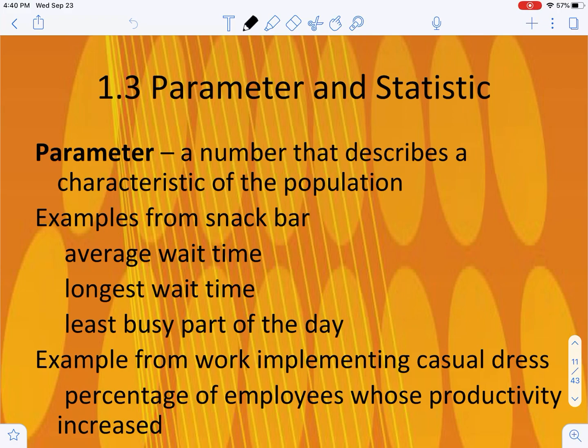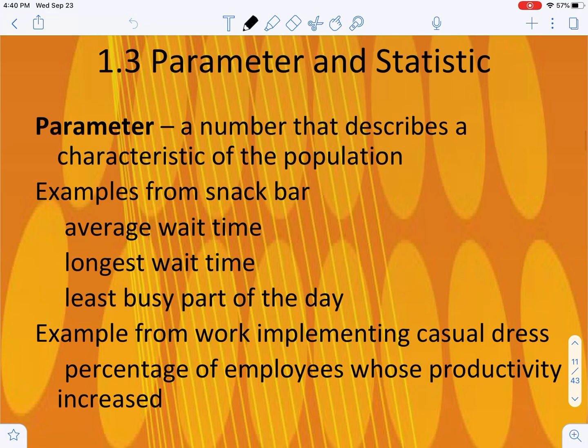Like we were talking about yesterday with the snack bar, we could talk about the average wait time, the longest wait time, the least busy part of the day, but those would all come from the population. So if we said, from all those who ordered, the average wait time was this, that would be a parameter. These have to come from the population.